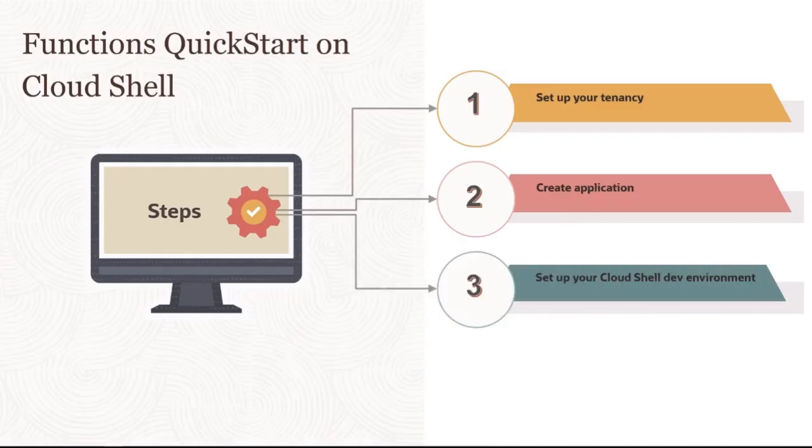So as this demo is about working with functions using Cloud Shell, in the third step, we will be setting up our Cloud Shell dev environment, where we will be setting up the Fn project CLI context. We will be generating an authentication token, and then using the authentication token, we will be logging into the OCIR registry, which is our Oracle Cloud Infrastructure Registry, also popularly known as OCI Container Registry. So let's jump back to the OCI console and see these steps in action.